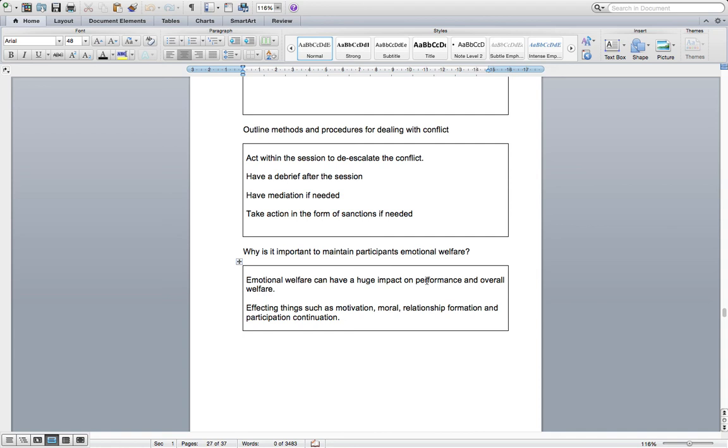Okay. Another way you can do it is have a debrief after the session. So if something's happened, then you can talk about it after the session. You can get everyone's side of the story, and you can sit down and have a bit of a debate about it. You can have mediation if needed.